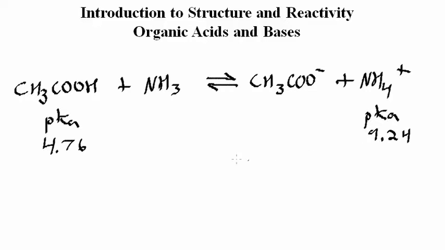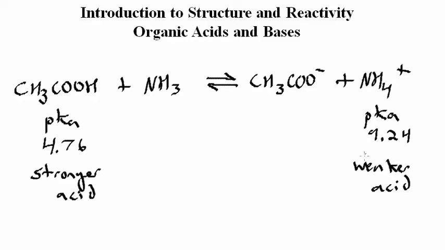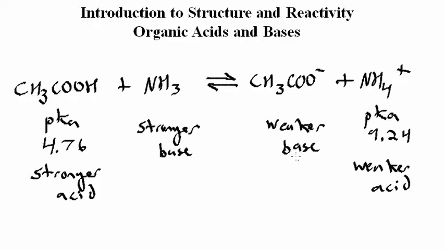So we can see that the pKa of acetic acid is 4.76. You get these values from the table. And the pKa of the ammonium ion is 9.24. Therefore, the acetic acid is the stronger acid, and the ammonium ion is the weaker acid. Correspondingly, ammonia is the stronger base, and the acetate ion is the weaker base.